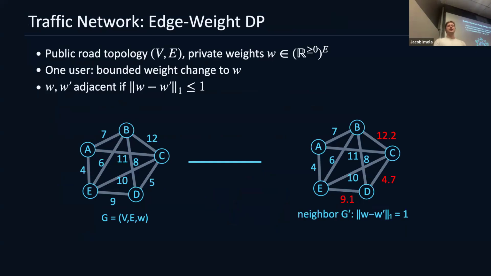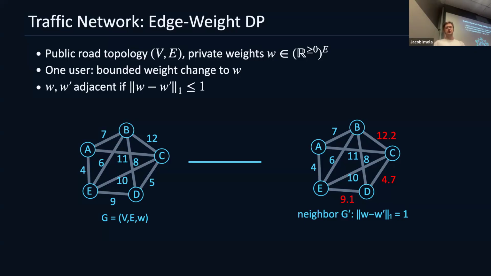But today I'm going to focus on edge weight differential privacy. So we're going to be focusing on graphs where the edges contain the private information. Think of it as a road network. In this setup, we have a public road topology given by vertices and edges, and private weights that are assignments of real numbers to the edges. For this, we mostly assume that they're non-negative edge weights, just so our algorithms work.